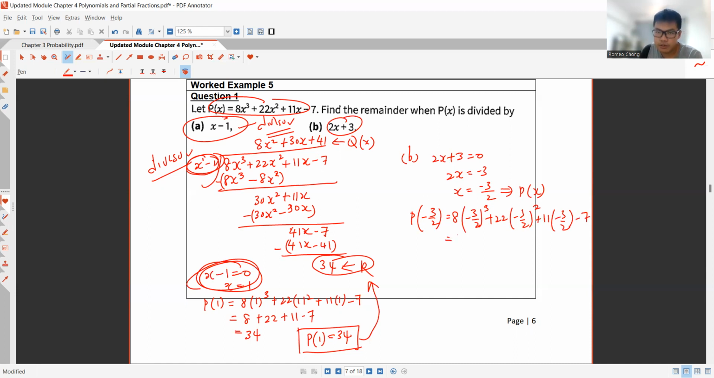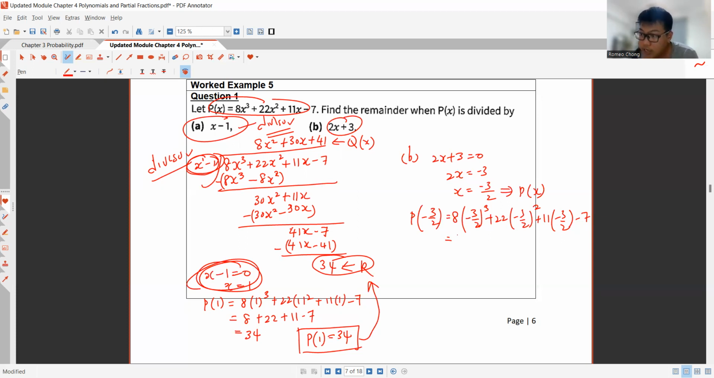So you can actually press your calculator for this whole thing. So let me check. Sorry, you can press your calculator also to check your answer. I hope you are following my lesson now. You don't just open it and leave it there and then go somewhere else. Okay, and then plus 11 times negative 3 over 2 and then minus 7.